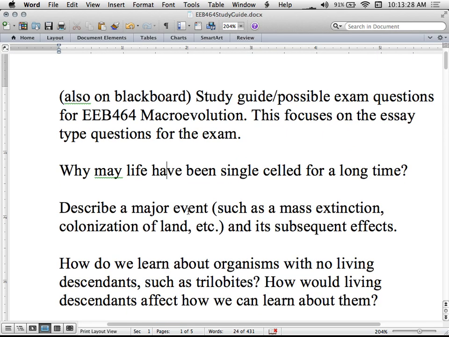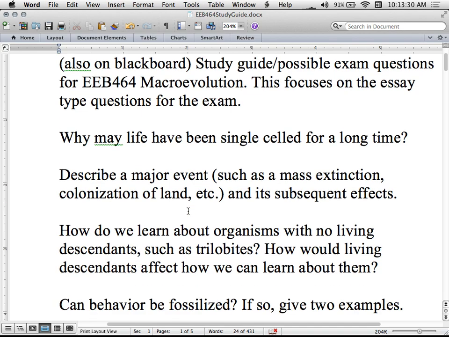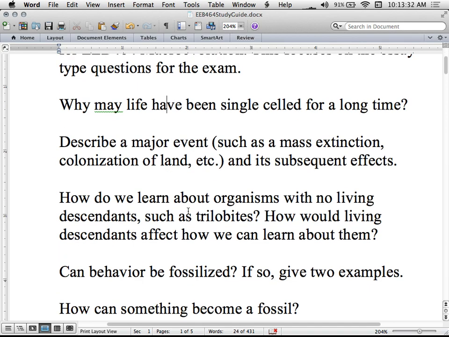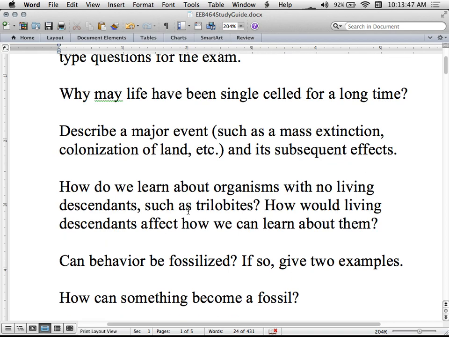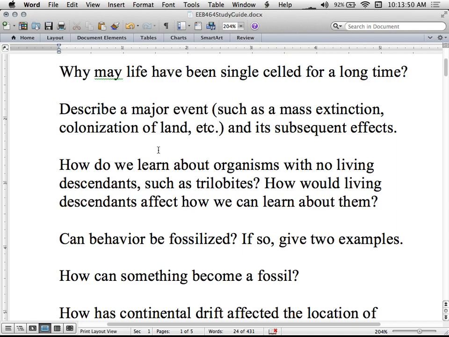All right. So the class started with the history of life. So life was single-celled for a long time. Talk about mass extinctions. I'm going to ask you a question about which is a major mass extinction. I'm not going to say when did the Permian end. Questions about fossilization early on: how things fossilize, biases involved, what we can learn from fossils, what we can't learn from fossils.